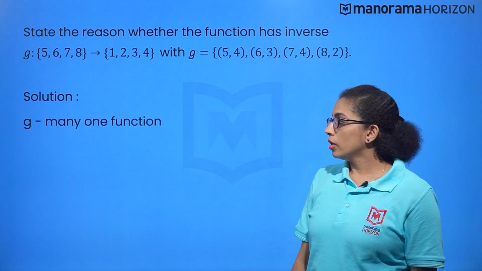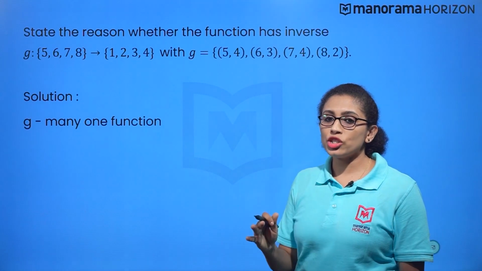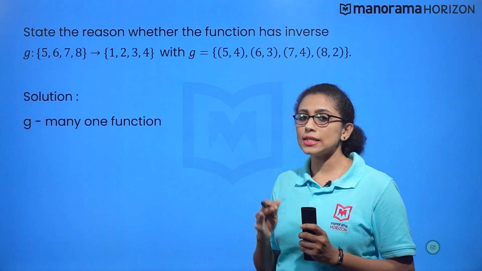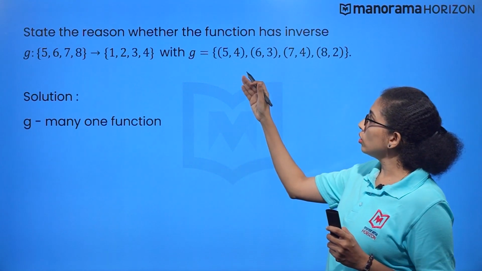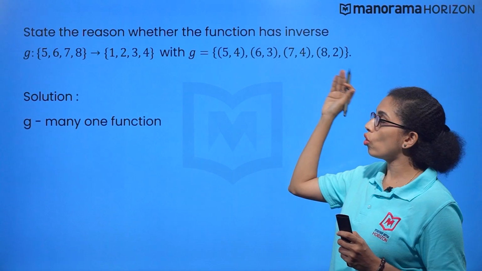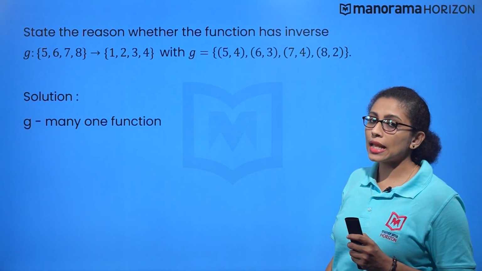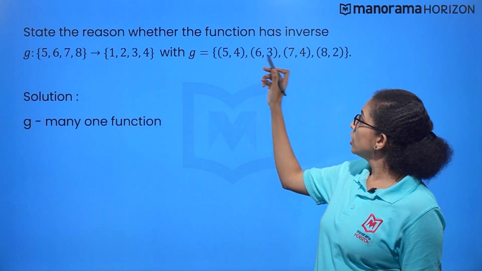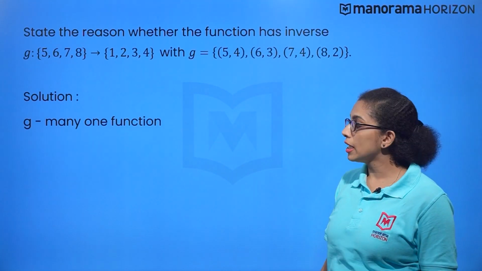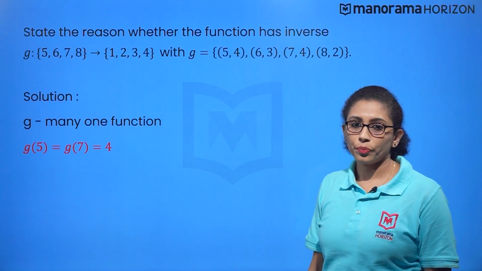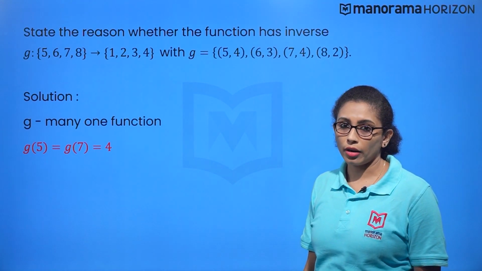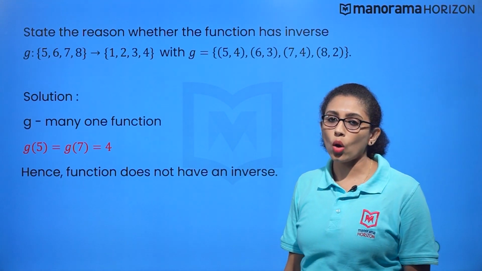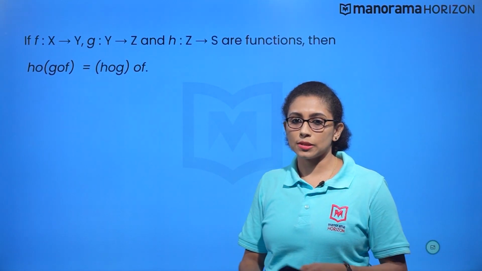Let's see the solution. Here, given the function g from 5, 6, 7, 8 to 1, 2, 3, 4 is defined as ordered pairs 5, 4, 6, 3, 7, 4 and 8, 2. So, it is seen that g is a many one function as g of 5 is equal to g of 7 is equal to 4. So, g is not 1, 1. Hence, the function does not have an inverse. Now, we will move on to the theorems.